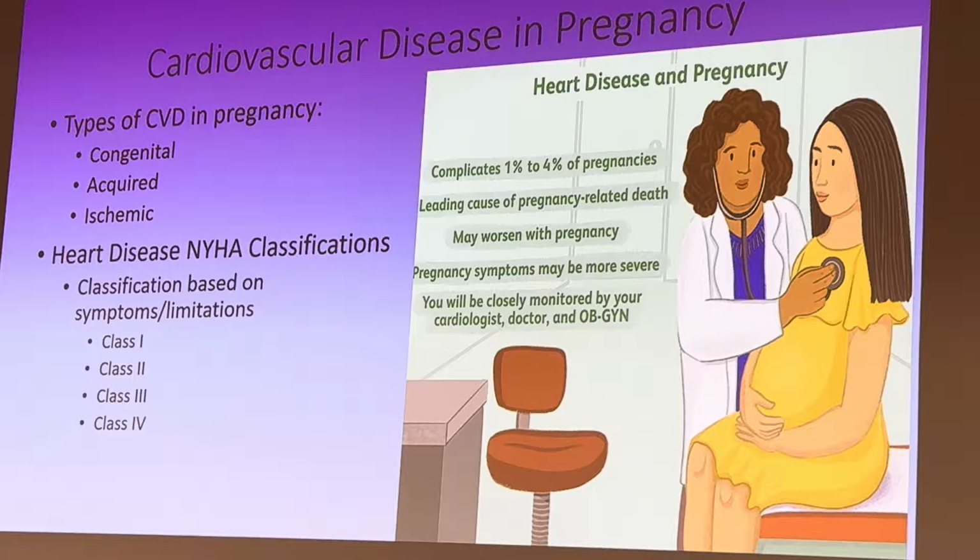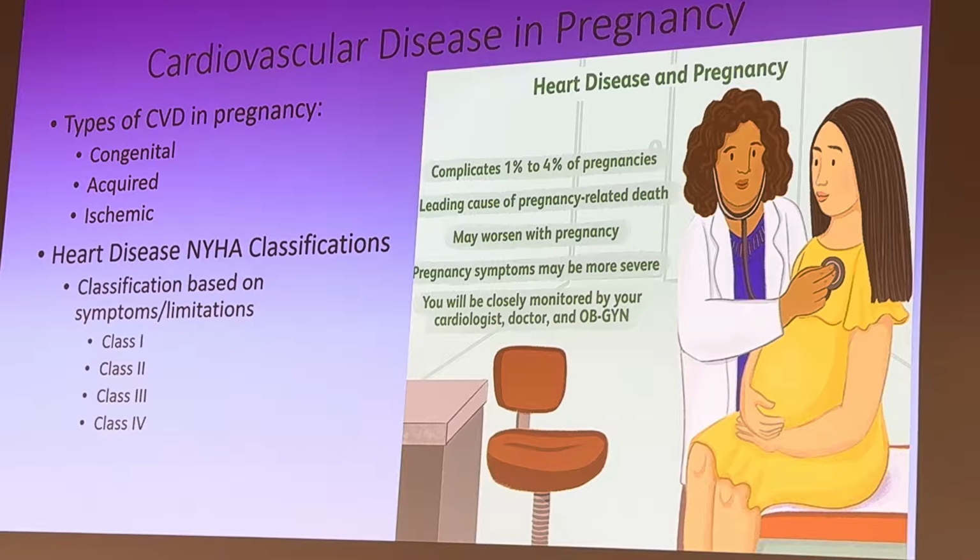So if you have class 1, you're typically asymptomatic when you do physical activity. We don't have to give you any sort of limitations. Class 2 would be asymptomatic at rest, maybe a little limited during physical activity where you do get some shortness of breath. So you can get a little bit of fatigue, shortness of breath, palpitations with activity, but you're still asymptomatic at rest.